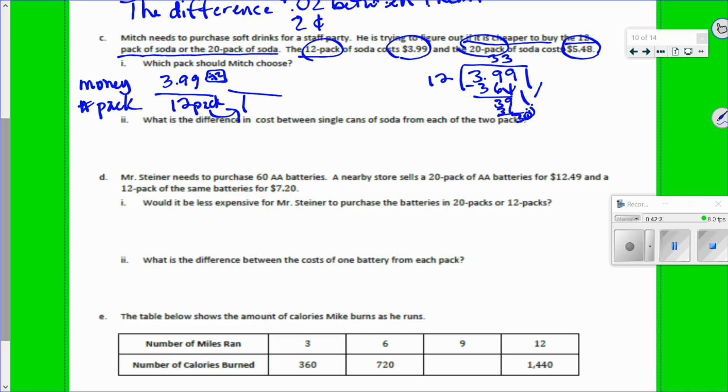Okay? 12 into 30 goes how many times? 2. 24, that leaves you with 6. Okay, I really am not concerned about that because, like Mr. Moore said, if we're talking about money, what do I round it to? What do I round it to? 33 cents, right? 33 cents.